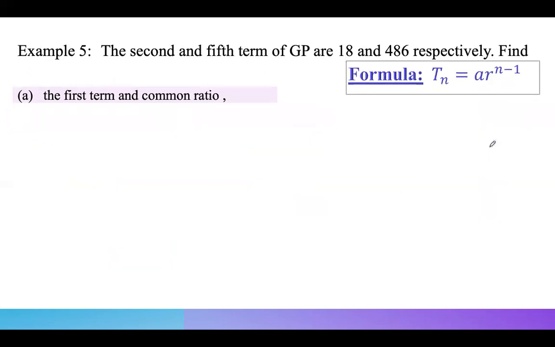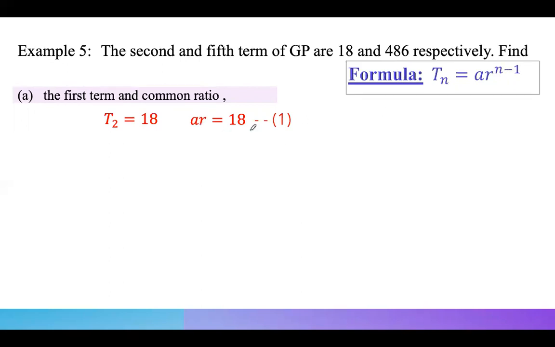Hopefully you understand. Okay, the fifth example: the second and fifth terms of a GP are 18 and 486 respectively. So when you are not given the first term, but given the second term and fifth term, you will be asked to find the first term and common ratio. This is a very straightforward question. So what you do, you list down. T2 is 18. So 18 is A times R. The second term is A times R, you put A here, R to the power 2 minus 1, you get R.